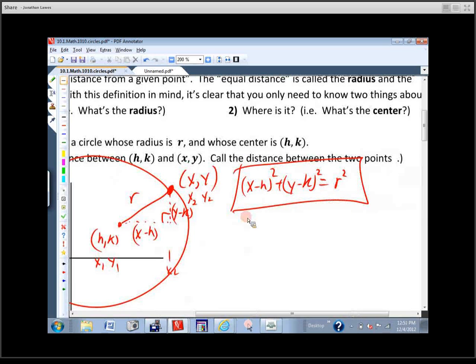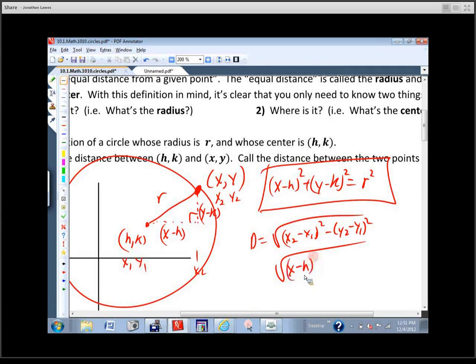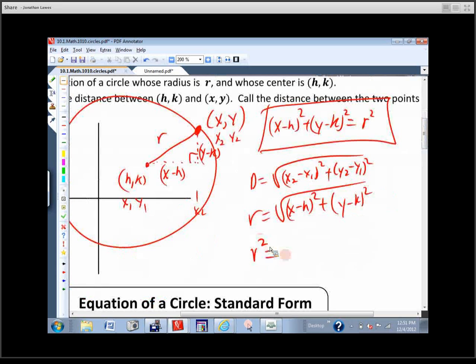If you wanted to use the distance formula, the distance is equal to a big square root, x2 minus x1 quantity squared plus y2 minus y1 quantity squared. x2 in this case is x, x1 is h. Whoops, that should be a plus. y2 is y, y1 is k, quantity squared, and that would equal r. Then I can just square both sides and I get r squared equals x minus h quantity squared plus y minus k quantity squared.